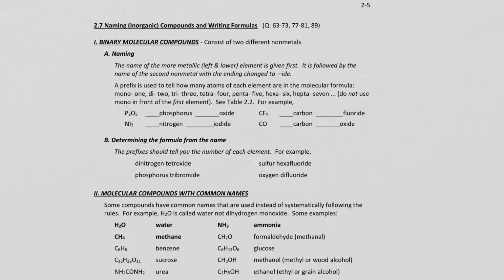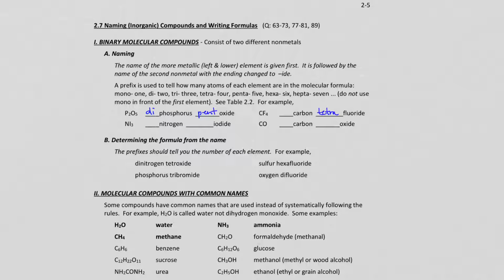So P2O5, right, there's 2 of the phosphorus, so it's diphosphorus pentoxide because there's 5 oxides. This first one, there's 1 carbon, but do I write mono here? I do not write mono here, right? So if it's the first species and there's only 1, you just leave it. So this would be carbon tetrafluoride.